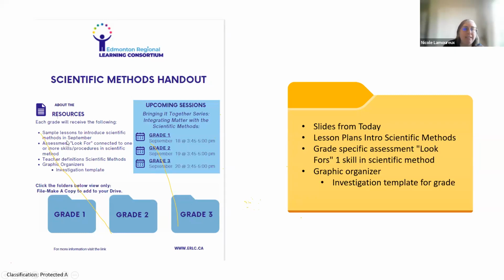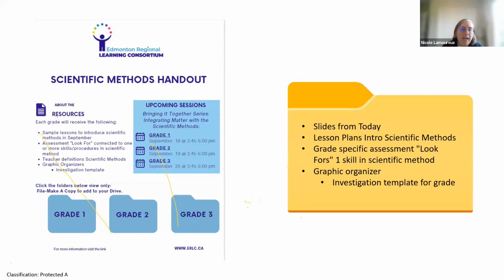So what's in each of these is sample lessons to introduce the scientific methods in September, about a week or a little less than a week's worth of lessons, some assessment look-fors connected to your skills and procedures for your grade level that I developed with the assessment consultant. And then there's a teacher definition for a scientific method. So the example was data today, so you can use that if you want to add to or make vocabulary terms. And then some graphic organizers or investigation templates that you can use in your classroom or use part of it.